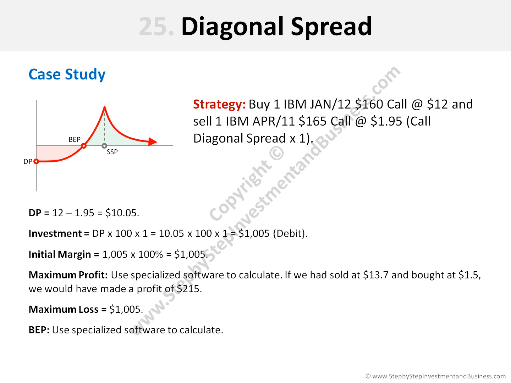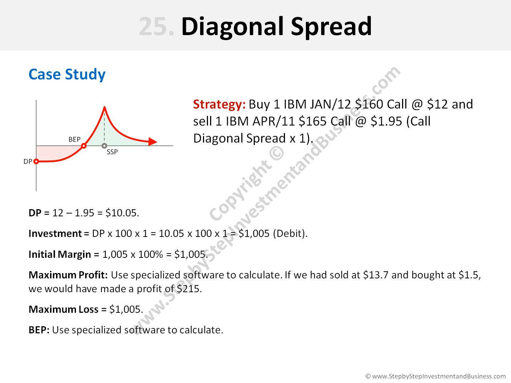Here we can see the numbers of our example. The strategy consisted of buying one IBM call with a strike price of $160 and expiration in January 2012 at $12, and selling one call with a strike price of $165 and expiration in April 2011 at $1.95. That is, we placed one call diagonal spread. The debit paid is the difference between the premium paid and the premium received.